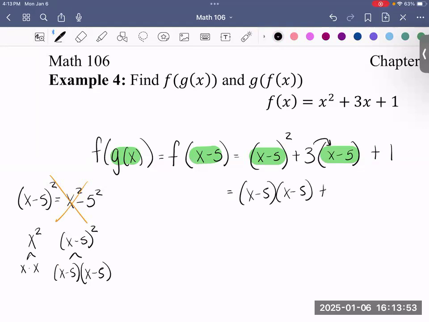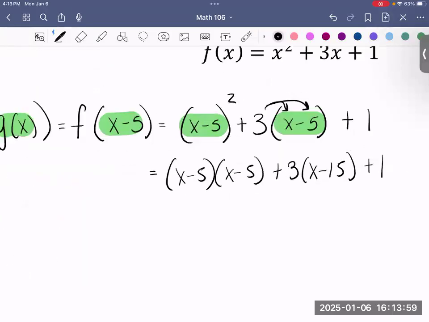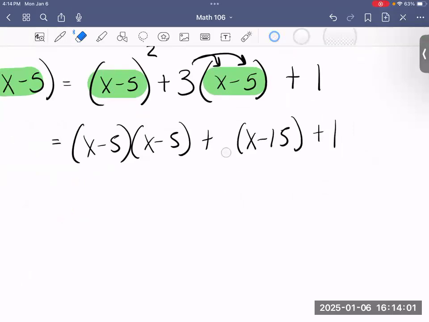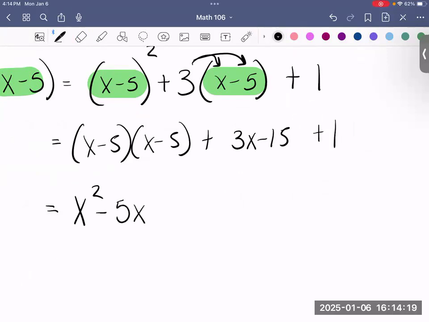Plus, and then if you want, you can distribute, start to simplify. 3x minus 15 plus 1. Oops, I don't know why I kept those parentheses. There we go. Now you can start to FOIL, right? The first 2 terms, x times x makes x squared. Then your outer terms, that makes negative 5x. Your inner terms, negative 5x. And your last 2 terms, positive 25. They're positive because they're both negative 5. We have plus 3x minus 14. I'm just going to do that little addition there.